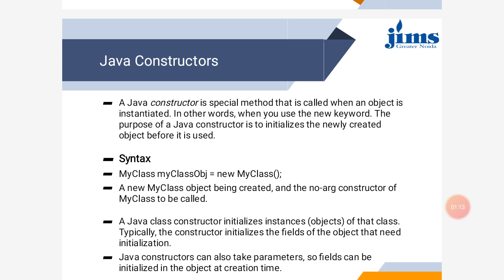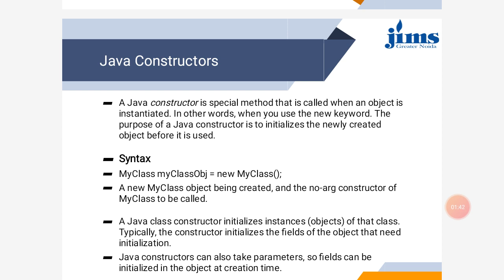And the new keyword is used to create space in memory. So what is the syntax here? Syntax is, first you write the class name, then you give the object name, equal, new, and then the constructor name. And a Java class constructor initializes instances of that class. What is the meaning of this?